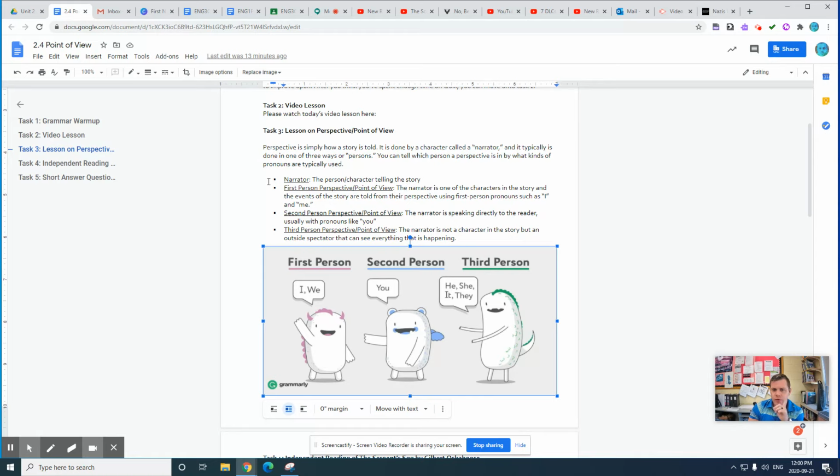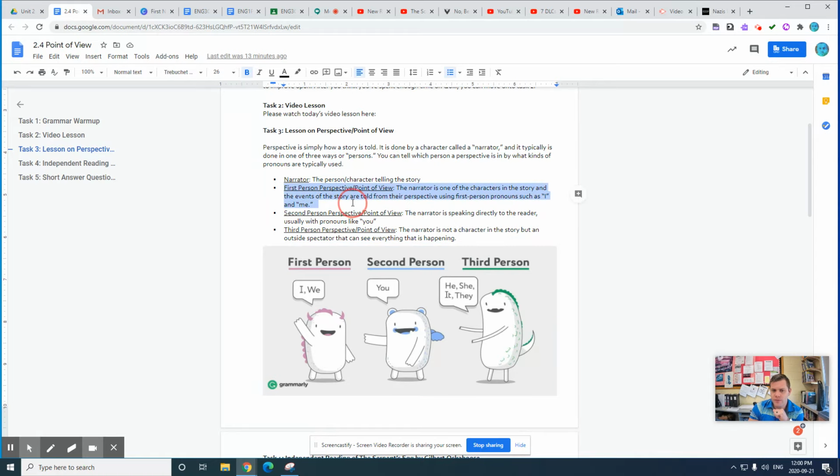There are two very common ones. First person is when the narrator is one of the characters in the story, and the story is told from his or her perspective. And you can tell because in the story, words like I and me are used outside of quotations. In quotations, any one of these perspectives can use those pronouns. But if, say, I am telling the story and I'm a character in that story, this would be first person perspective.